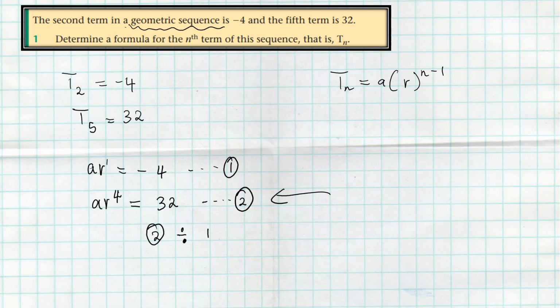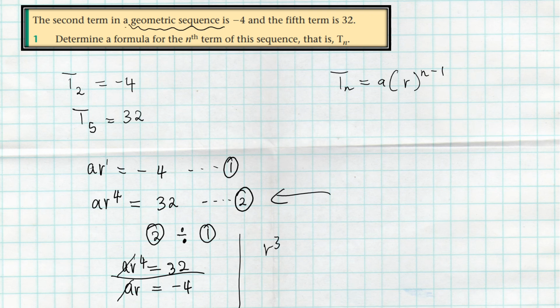It's going to be divided by the one that has a lower exponent, which is equation 1, right? So we are saying AR exponent 4, which is equal to 32, is going to be divided by AR, which is equal to minus 4, right? So you just divide those terms that are facing each other, on top and below. So A will cancel A because you are dividing those things. R4 divided by R, what will it give you? It will give you R exponent 4 minus 1, which is R exponent 3.